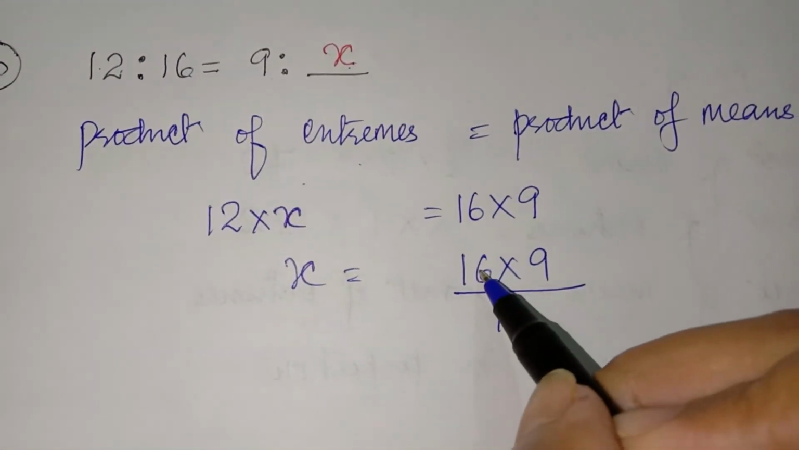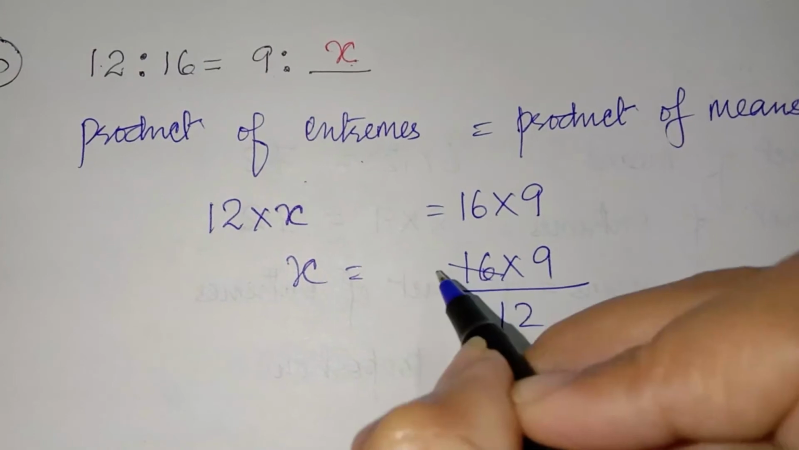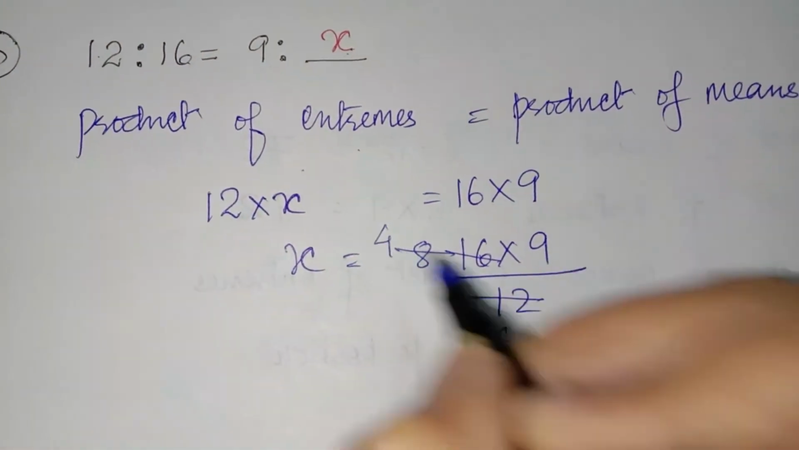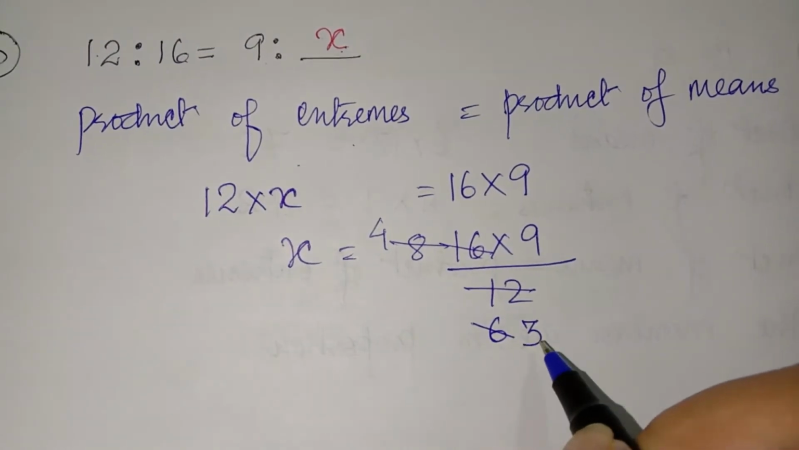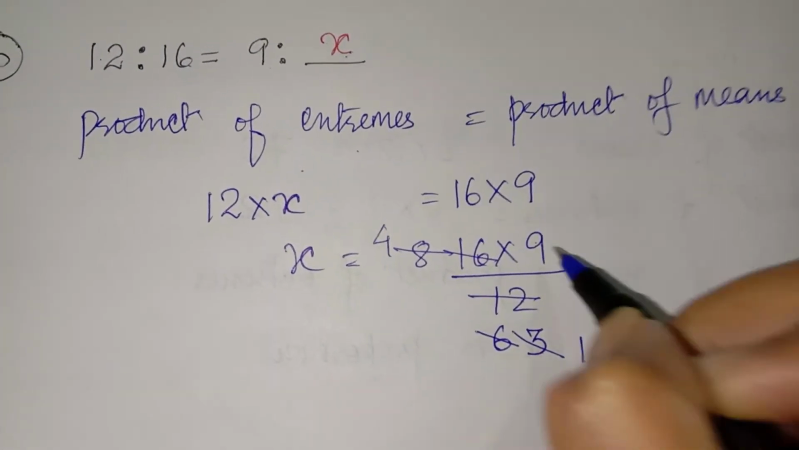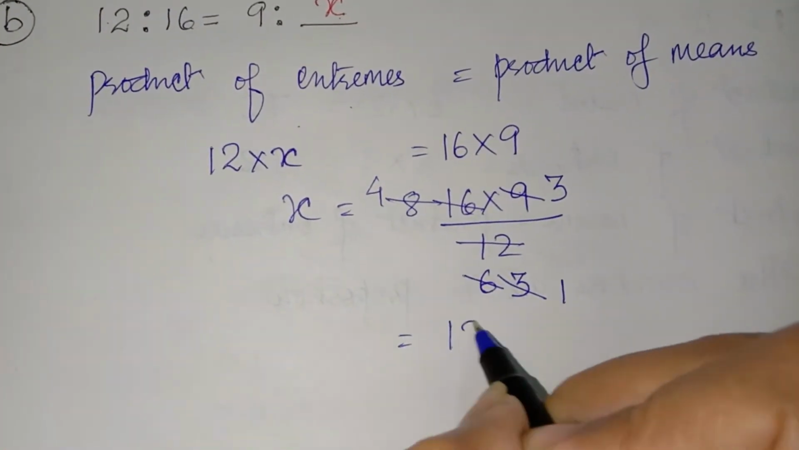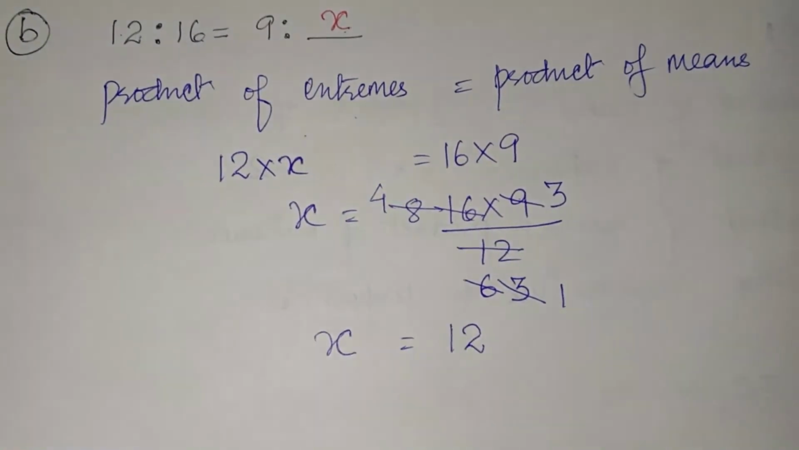So we can cancel this 16 and 12 by 2. 2 8s are 16, 2 6s are 12. 2 4s are 8, 2 3s are 6. Now this 3 can divide 9. 3 1s are 3, 3 3s are 9. So answer is 4 3s are 12. So the missing term x is 12.